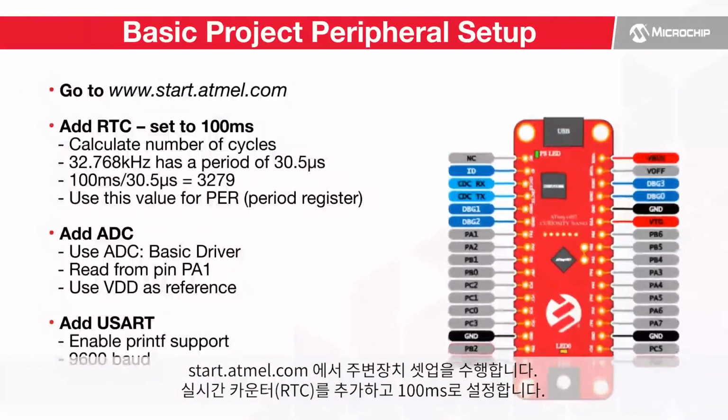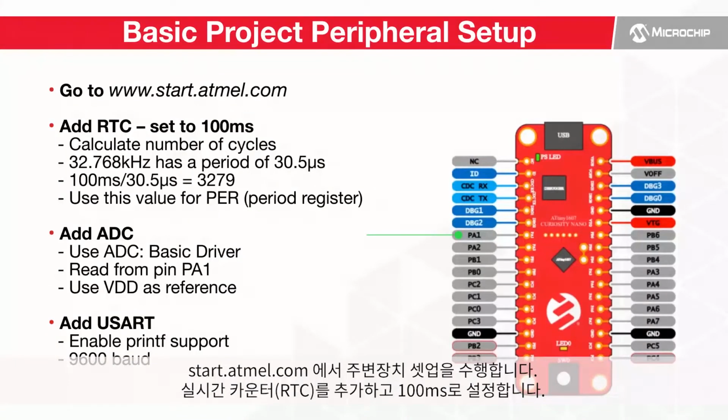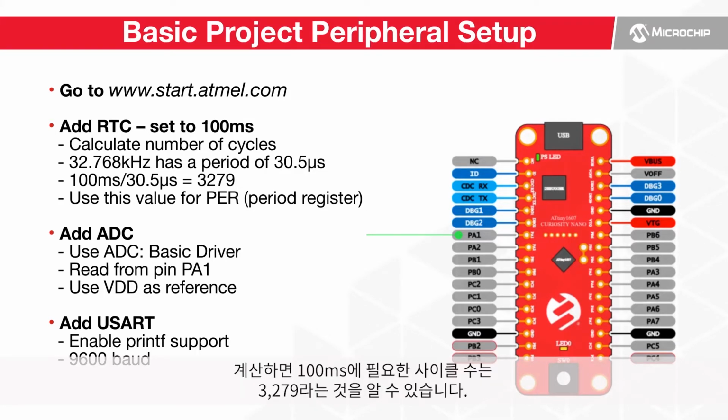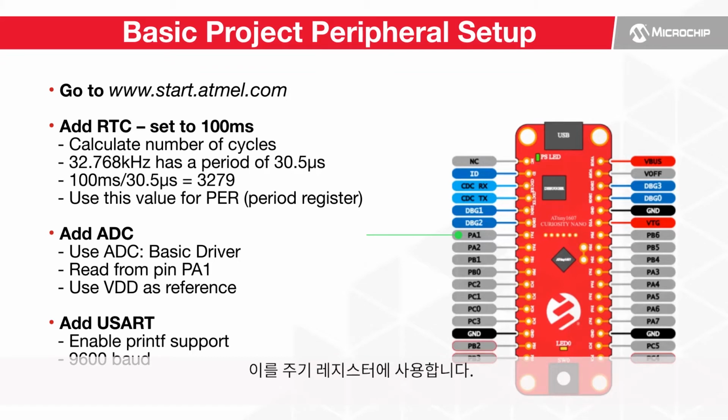We will do the peripheral setup at start.atmel.com. We will add a real-time counter, or RTC, and we will set it to 100 milliseconds. To do that, we need to calculate the number of cycles. We will be using the 32 kHz internal oscillator, which has a period of 30.5 microseconds. Doing a quick bit of math, we find the number of cycles that we need for 100 milliseconds is 3,279. This is the value we will use for the period register.